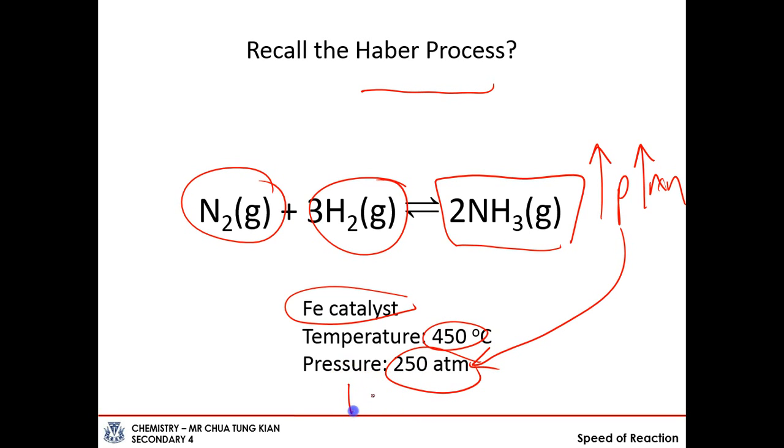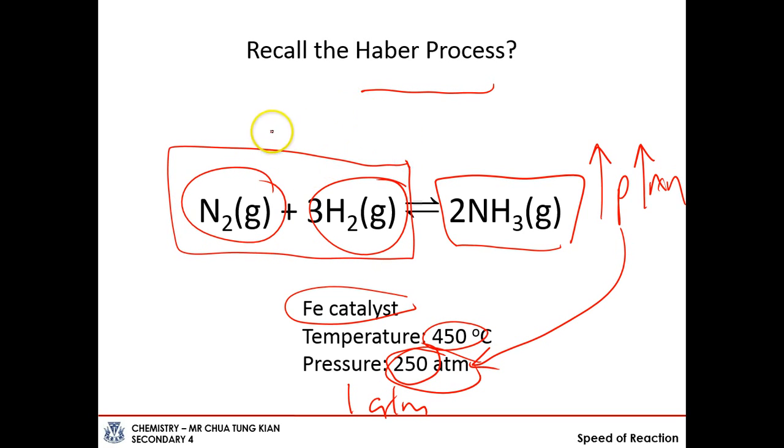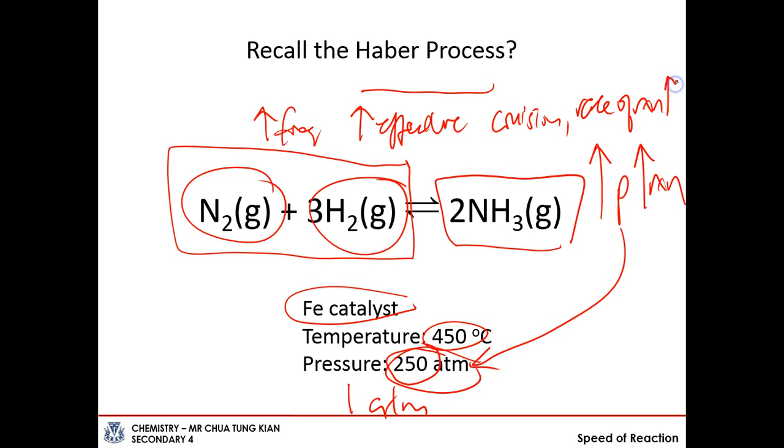Normal pressure is 1 atm. This is one atmosphere pressure. This is at 250, which is 250 times that above atmospheric pressure. So increasing pressure will allow me to bring the reactant particles closer together. This increases the frequency of collisions, and it increases the frequency of effective collisions, and as a result my rate of reaction increases.